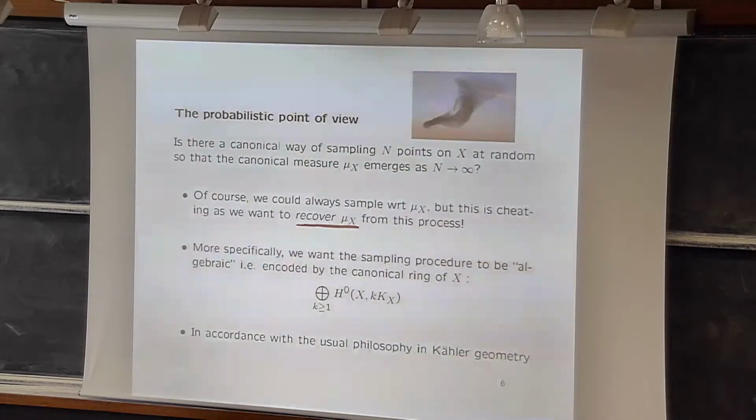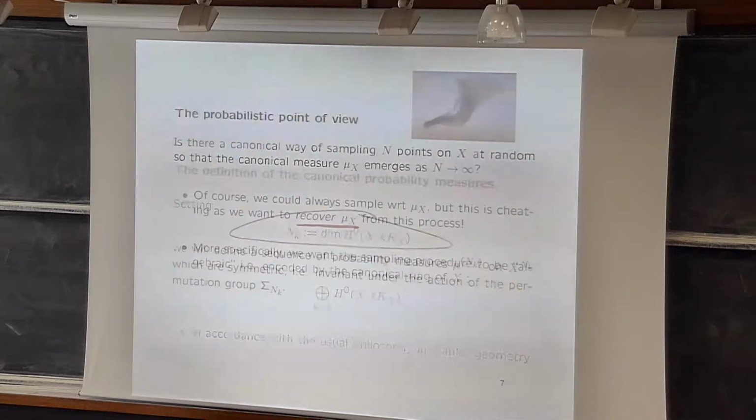More specifically, this sampling procedure should really be encoded by the algebraic structure of the variety. It should be encoded in the canonical ring of the variety, specified in terms of this algebraic data. And then in this large n limit, we would like to recover this differential geometric, or analytic, object, which is the canonical measure or metric. This is in accordance with the usual philosophy in Kähler geometry, which I guess goes back to Yau, where we look at high powers of line bundles. So that's what I'd like to do.